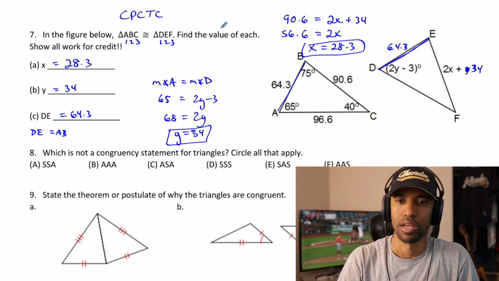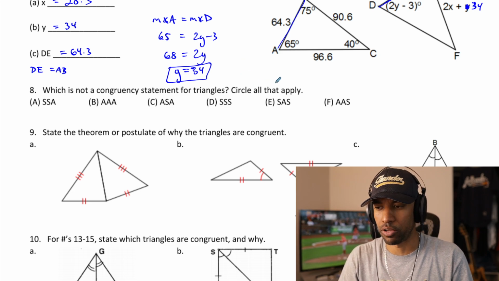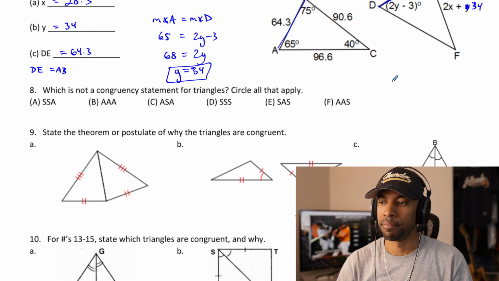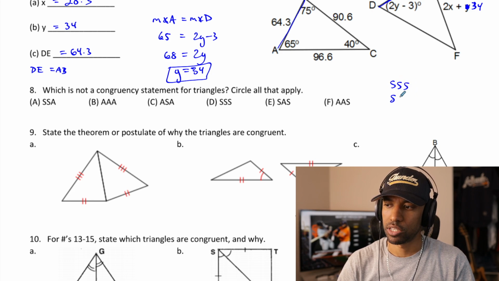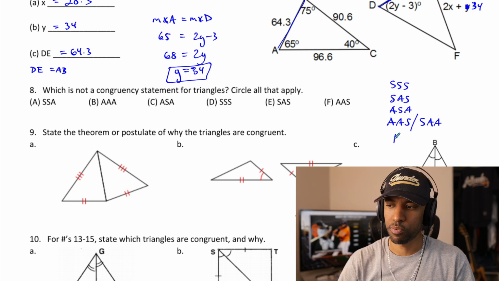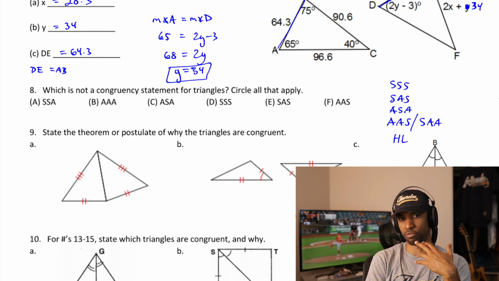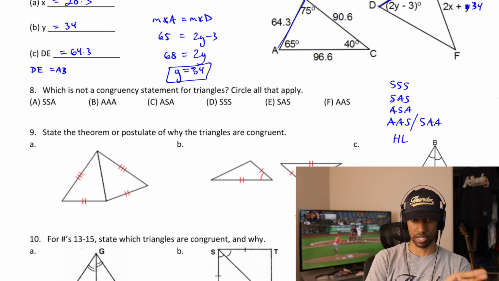There you go. All right, which is not a congruency statement for triangles? Circle all that apply. Well, let's go with the ones that are. Side, side, side works. Side, angle, angle, and angle, angle, side. You could also rewrite angle, angle, side as side, angle, angle. There's a fifth one called HL that I haven't really been getting to with my students. Even though I recorded a video for it, we haven't really touched on it. HL does not appear here.